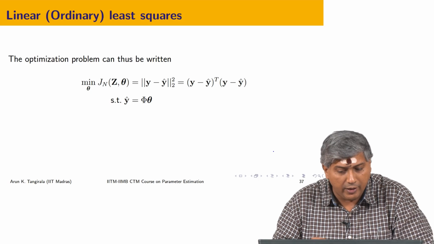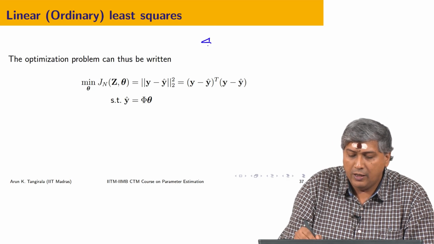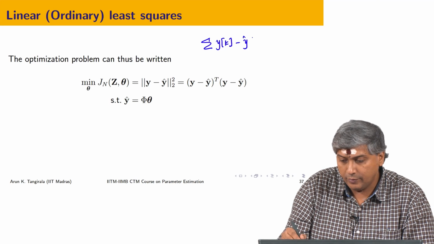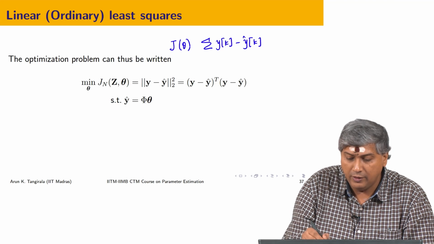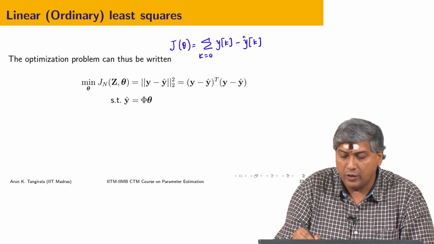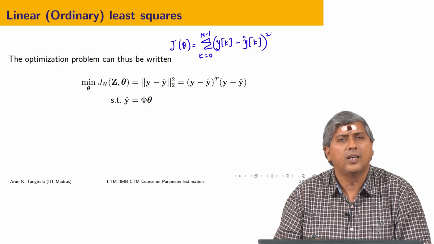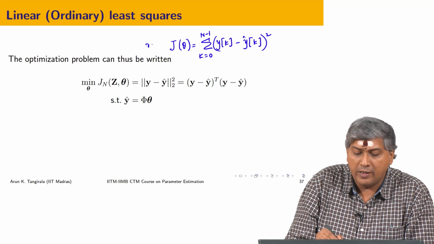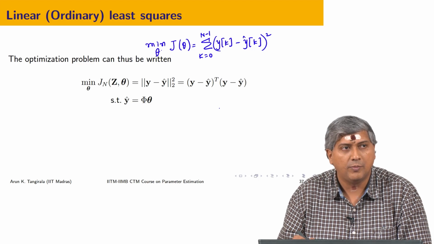So, now what is the optimization problem that we have? We want to minimize this objective function. So, we say J, it is a function of theta, this runs from 0 to n minus 1 or 1 to n, and we want to minimize the sum square errors. That is why the name least squares. So, we say minimize this with respect to theta. This is the least squares optimization problem.